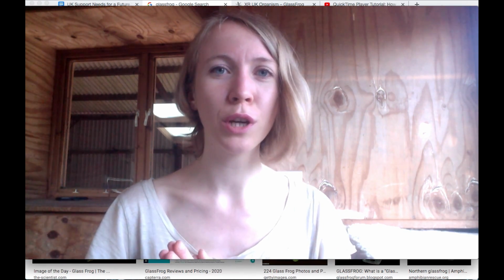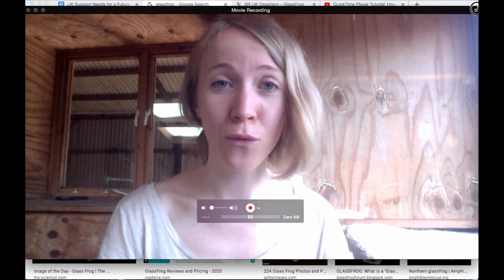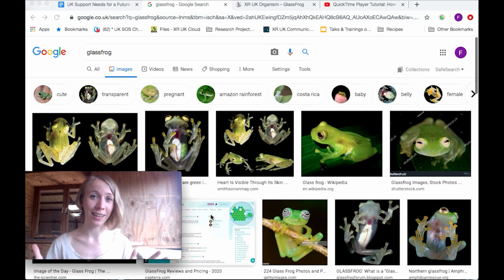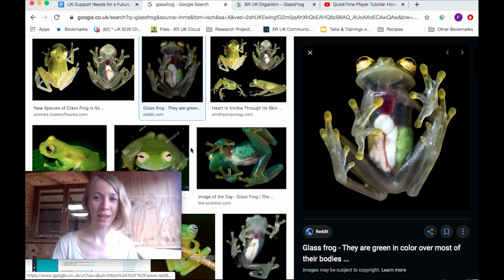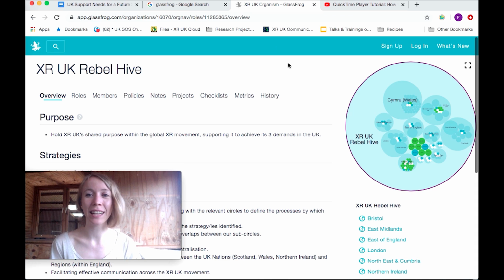There are two correct answers to this question. The first answer is that the GlassFrog is an animal. It's a frog which looks like this. Very nice. The second answer is that the GlassFrog is the organizational diagram that Extinction Rebellion uses.